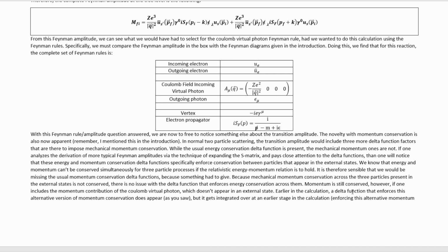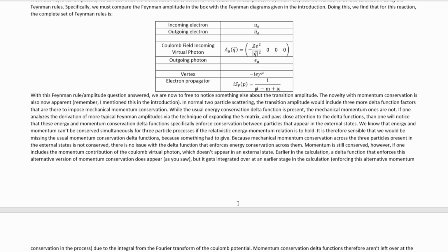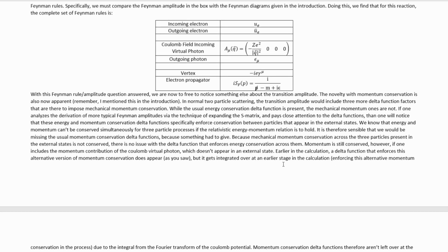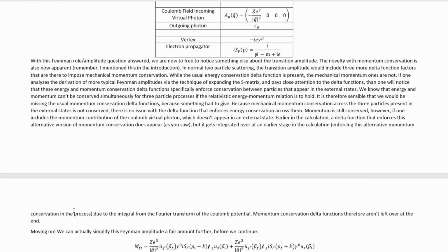Earlier in the calculation, the delta function that enforces this alternative version of momentum conservation does appear, as you saw, and it gets integrated over at an earlier stage in the calculation, enforcing this alternative momentum conservation in the process due to the integral from the Fourier transform of the Coulomb field. Momentum conservation delta functions therefore aren't left over at the end.